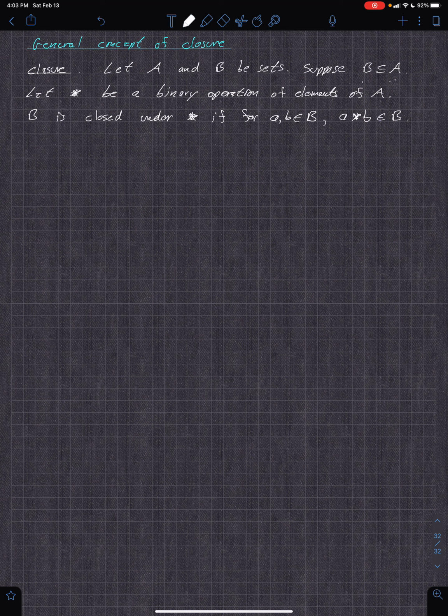Okay, and I'll show you examples where it doesn't work. So B is not closed under that operation if there exist elements where you perform the operation and then the result is not in B. So we say B is not closed under the operation star if there exist elements a, b in B such that a star b is not an element of B. Okay, so a simple but subtle concept.